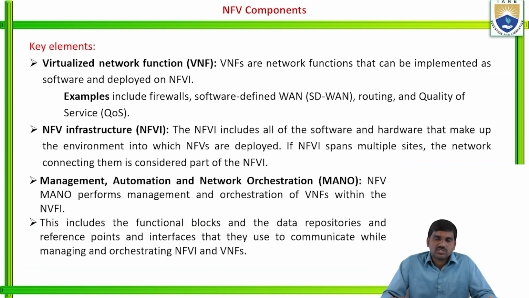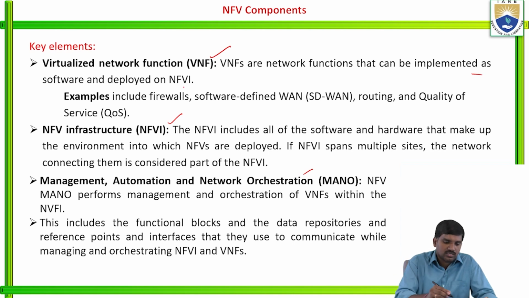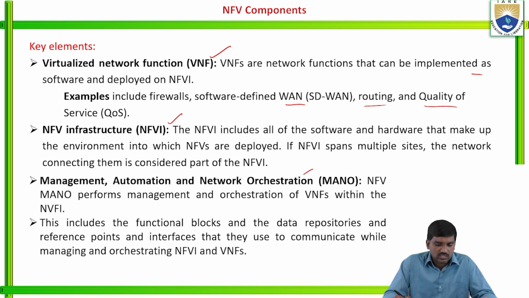So here are some key elements of NFV: virtualized network function (VNF), network infrastructure, and management, automation, and network orchestration. VNFs are network functions that can be implemented as software and deployed on NFVI, the network function virtualization infrastructure. Examples include firewalls, software defined wide area network, routing, and quality of service, that is QoS. The NFV infrastructure, NFVI, includes all of the software and hardware that make up the environment into which VNFs are deployed. If NFVI spans multiple sites, the network connecting them is considered part of the NFVI.